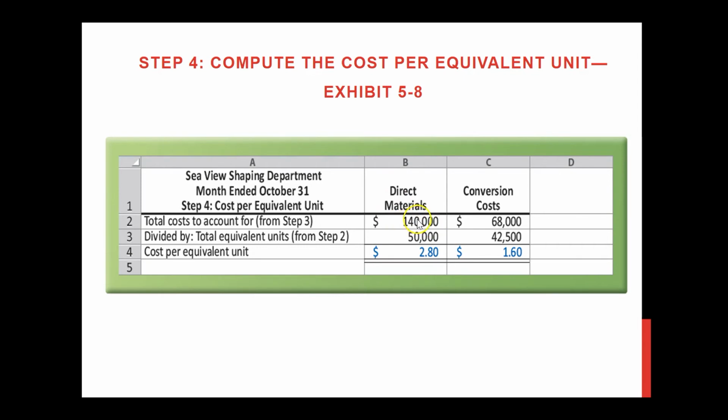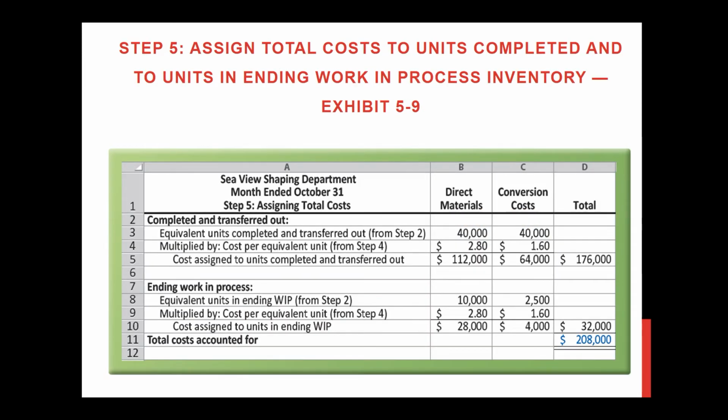I'm talking about direct material, and our total equivalent units are 50,000. So if I divide 140,000 by 50,000, our cost per equivalent unit for direct material is $2.80. And for the conversion costs, the cost per equivalent unit is $1.60. I'm repeating, we got these equivalent units from the first table, and we got these total costs from our second table, and this is how we calculated cost per equivalent unit.